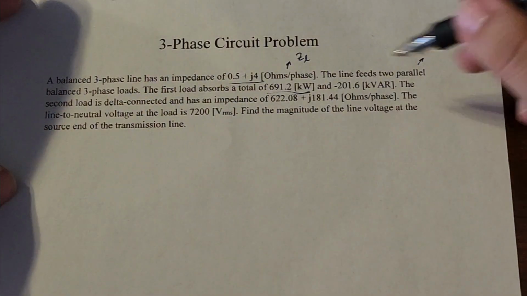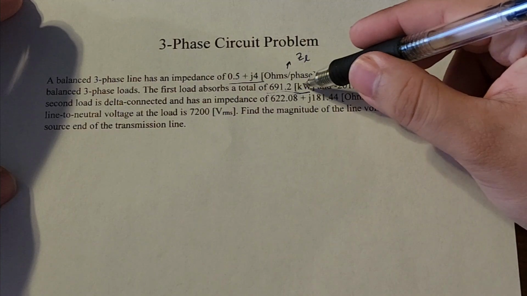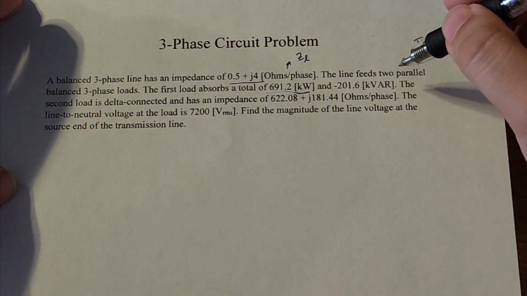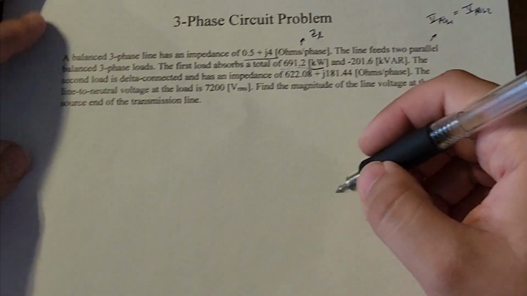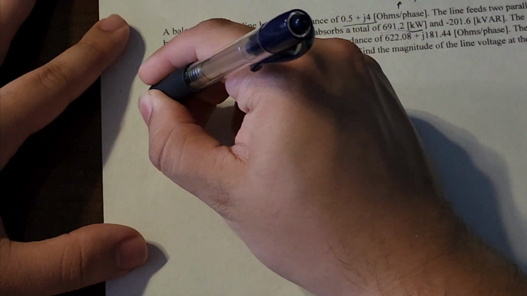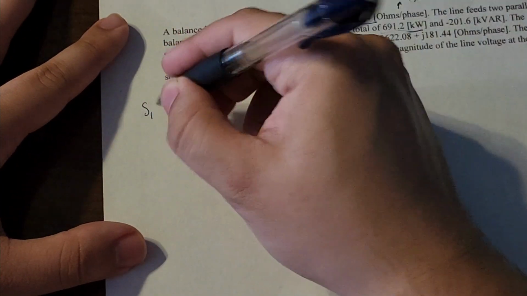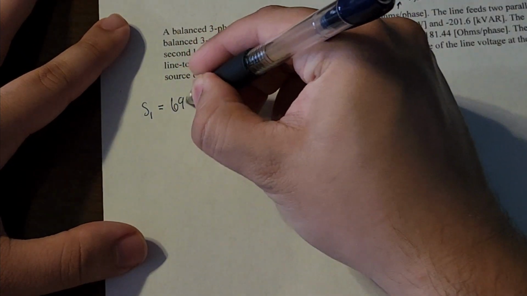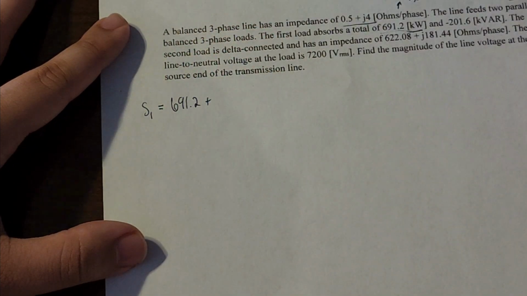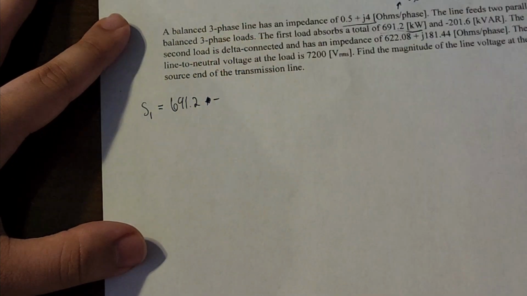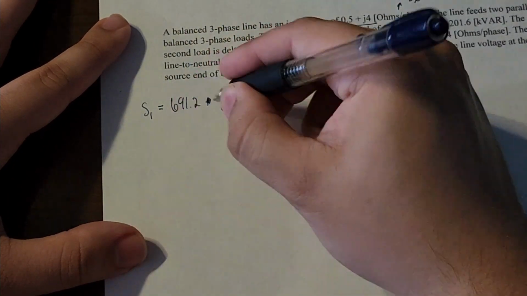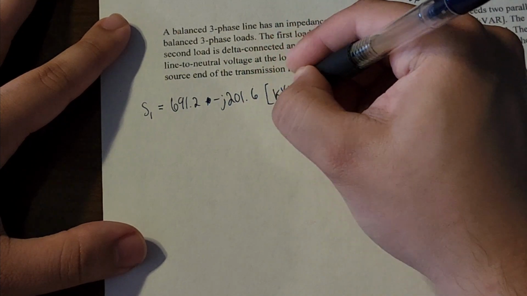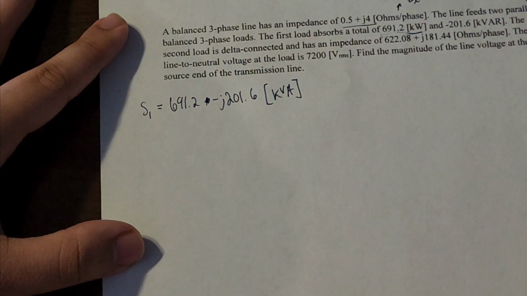So here we notice we have a real part and we have an imaginary part of our complex power. Okay, well that's very important to know. Let's write that down. So S1 is equal to 691.2 minus J201.6. This is in kVA, kilovolt amps.